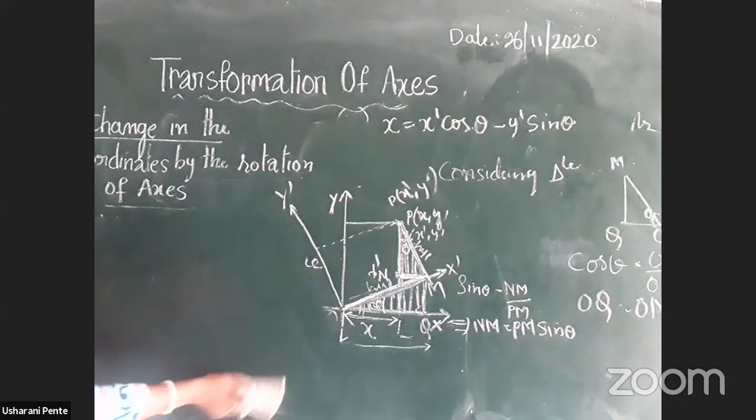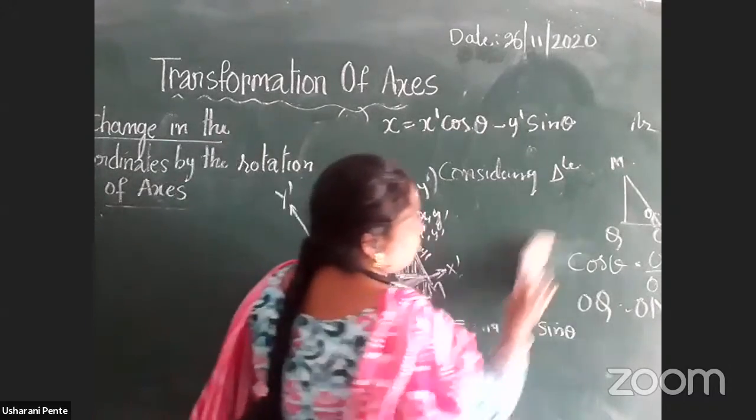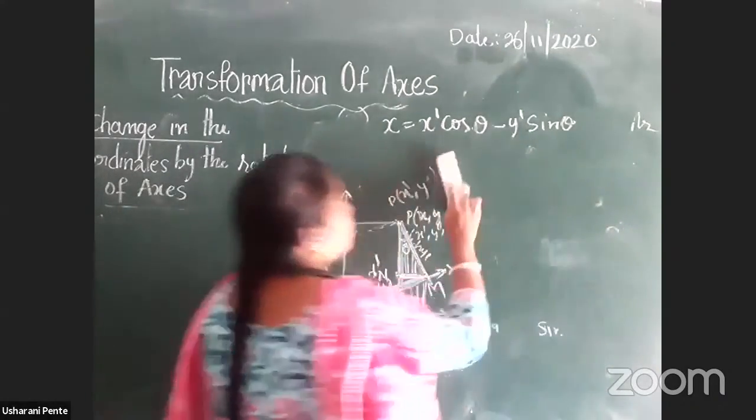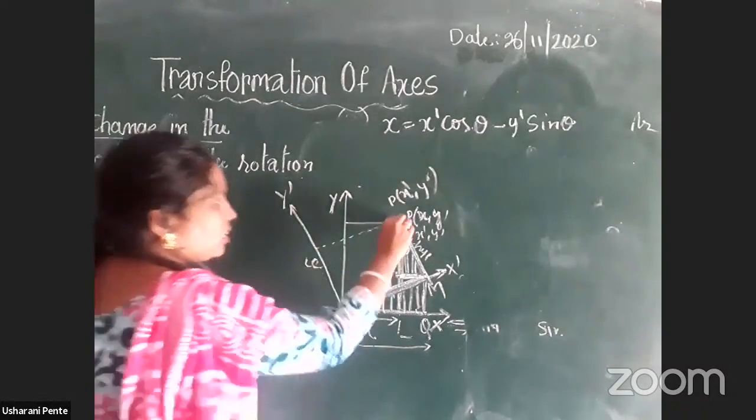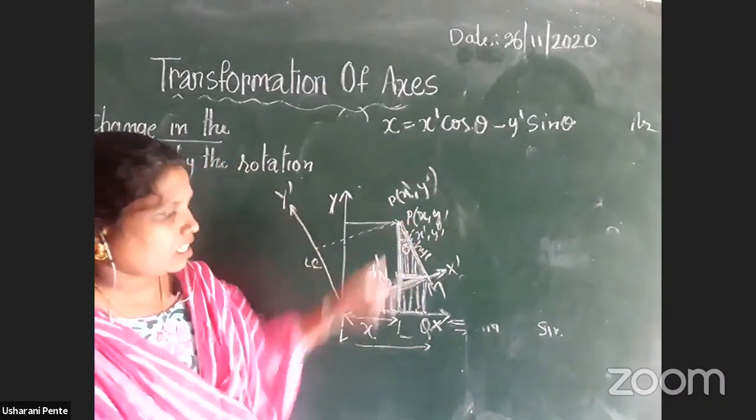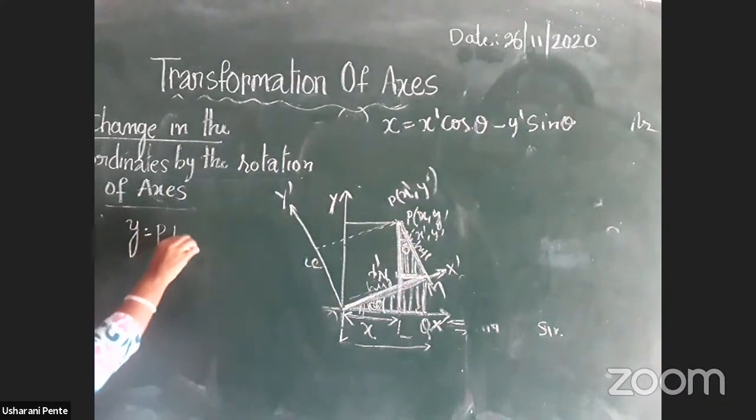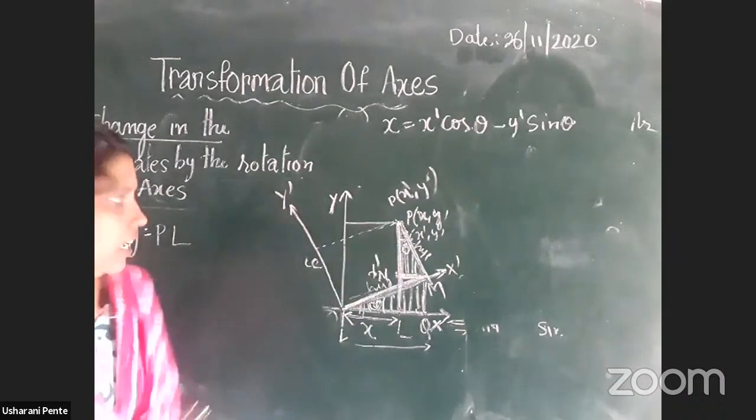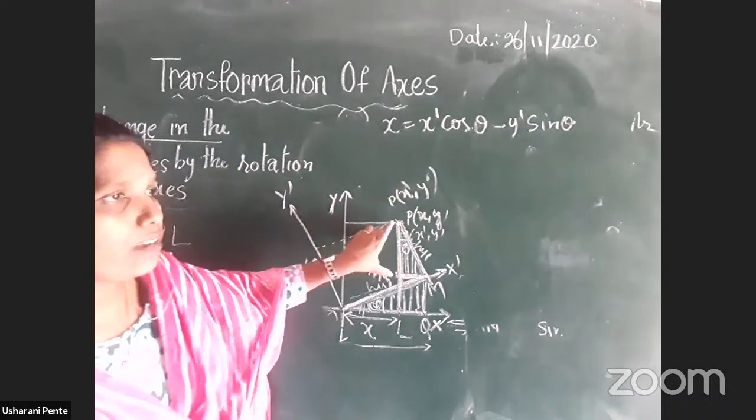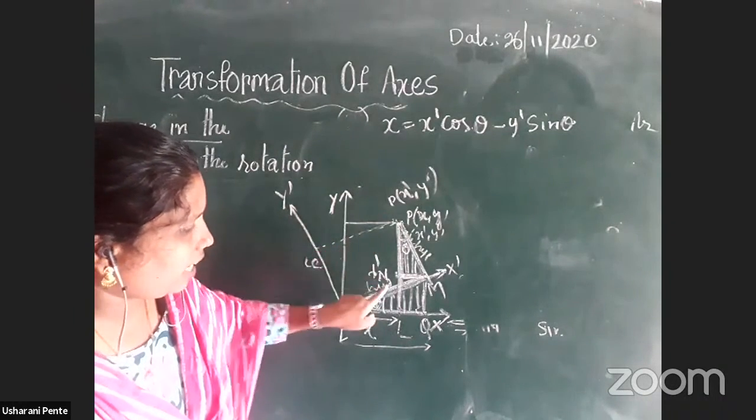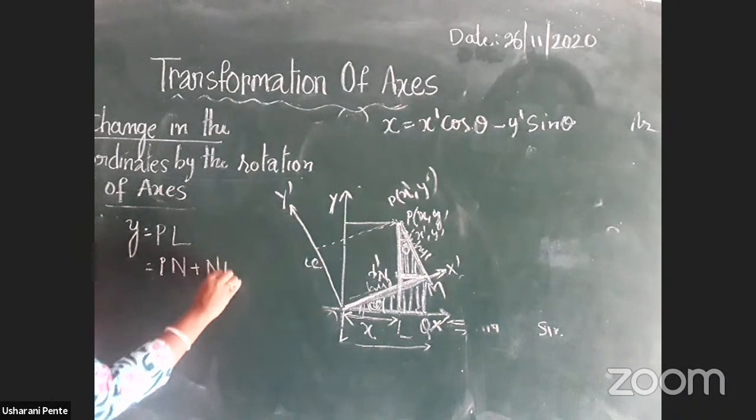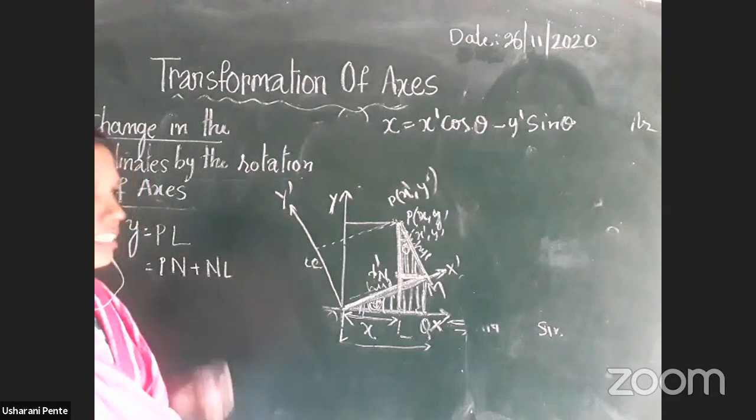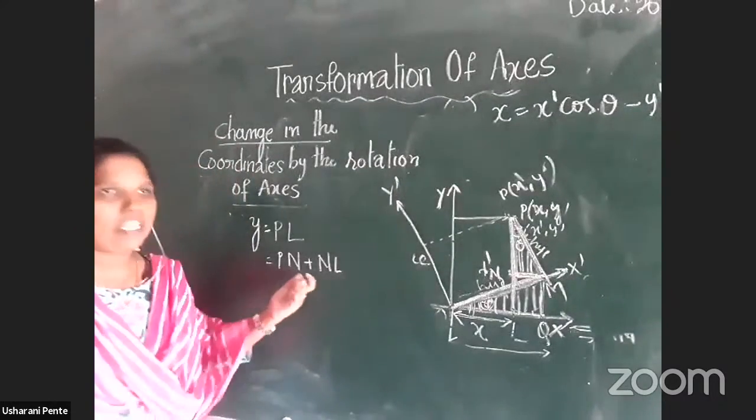So, next, how to find the y coordinate with respect to the original system? That is, y is equal to how much? With respect to the original system, y is equal to PL. How can we write PL? PL is equal to PN plus NL.